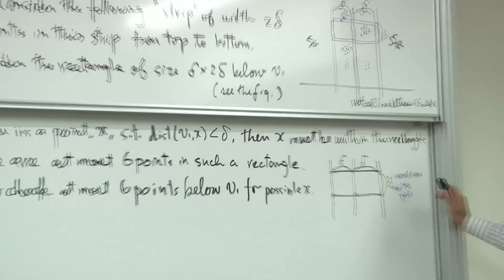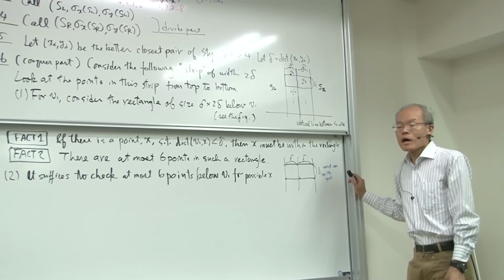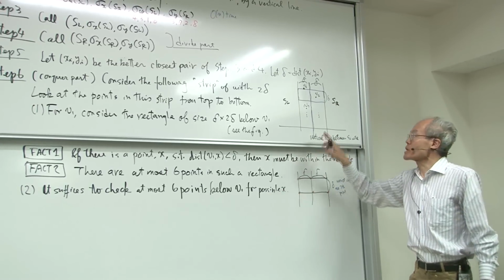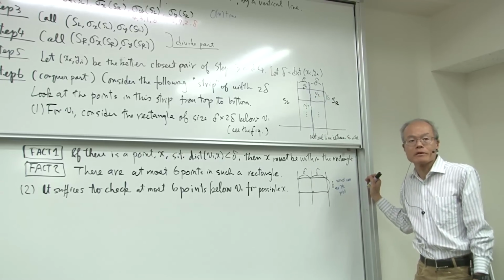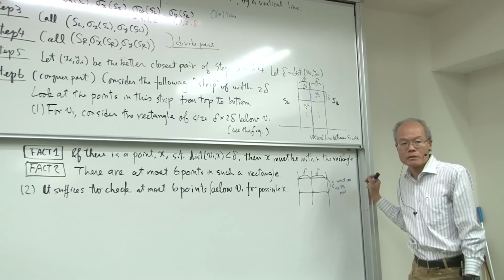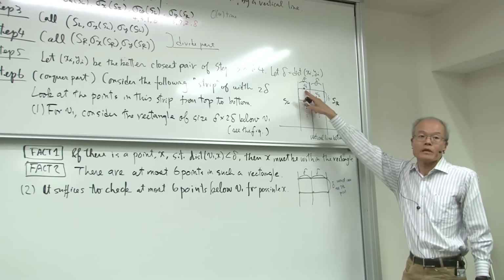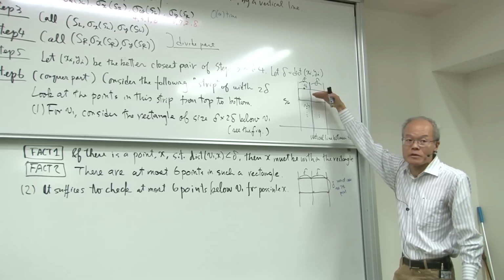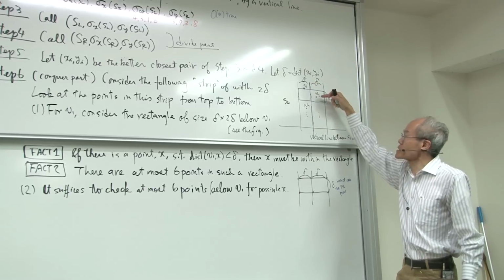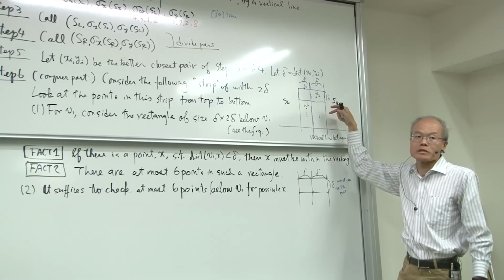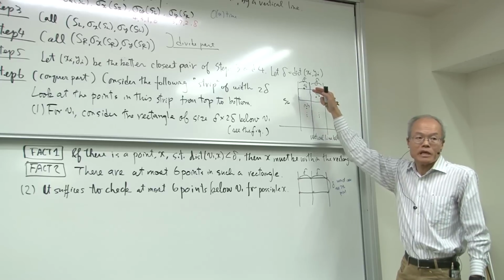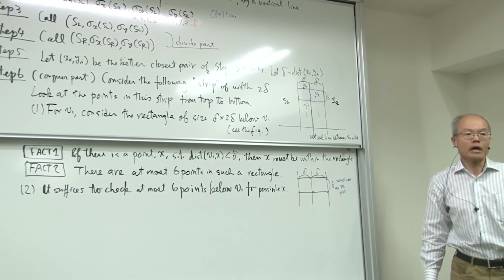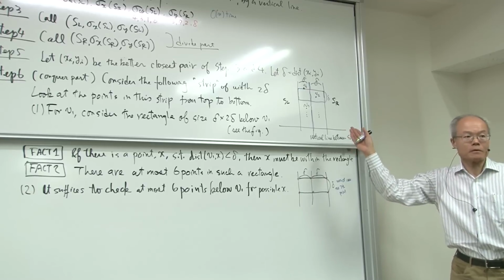So it is clear. It turns out that it suffices to check at most 6 points below V1 for possible x. Possible x means the distance between x and V1 is strictly less than delta. You look at the first point V1, then just scan the points in this strip from top to bottom, look at 6 points, and check the distance between each point and V1. If the distance is less than delta, then it might be a correct answer. The important point is the 6 points are enough below V1.